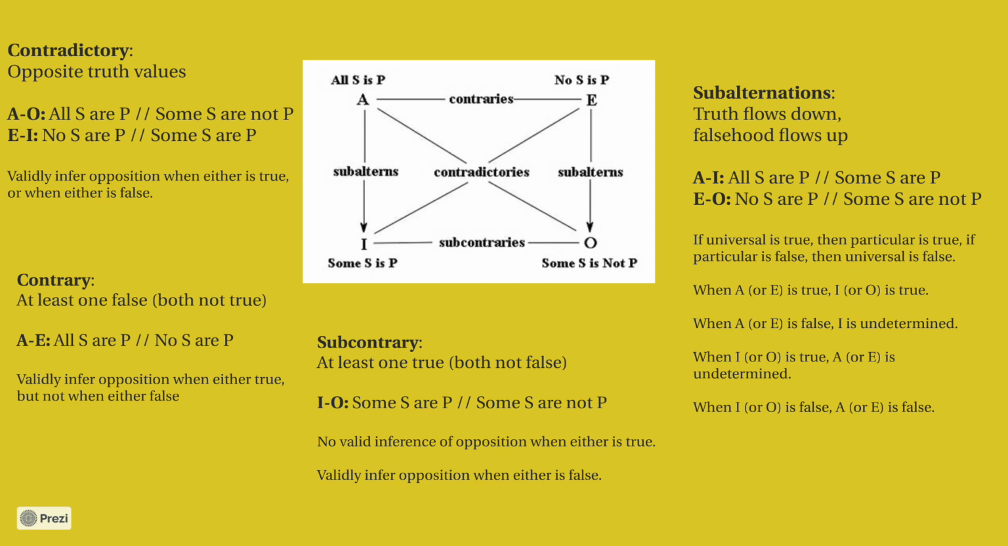To say it another way, when a universal is true, the particular is true. If the particular is false, the universal is false. So when A or E propositions are true, their related I or O propositions will be true. When I or O is false, then A or E will be false. Now, when the universal is false, the particular is undetermined. If I know that it is not the case that all S is P, this in itself does not give me enough information to determine whether some S is P.